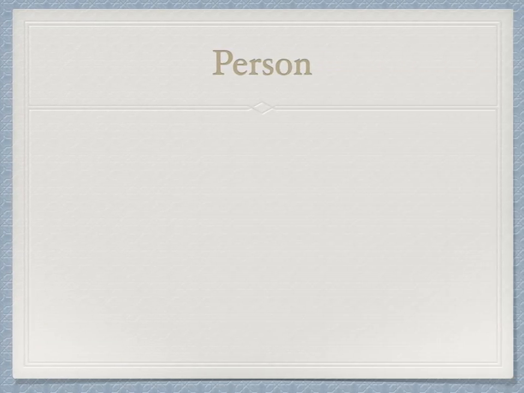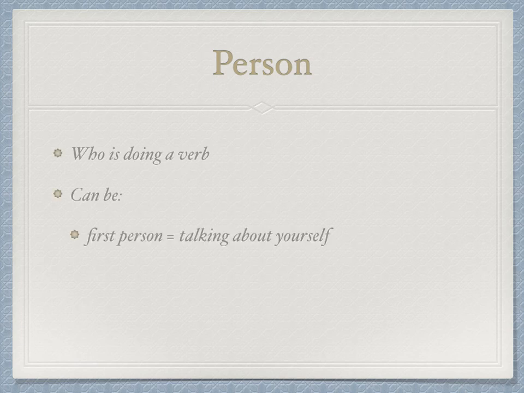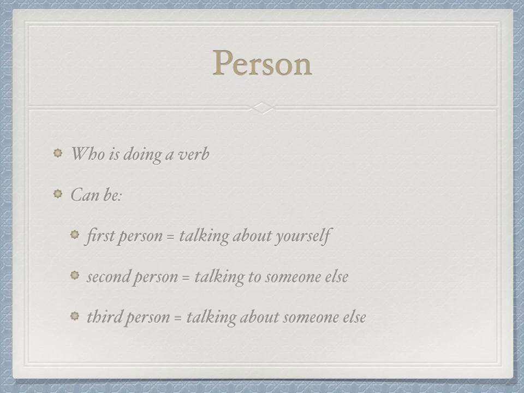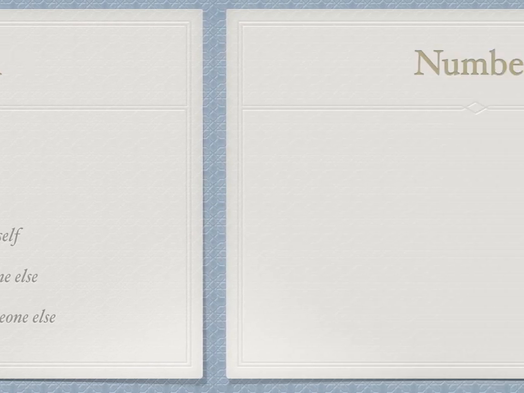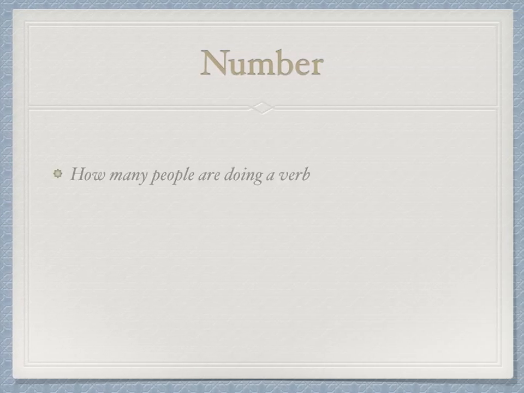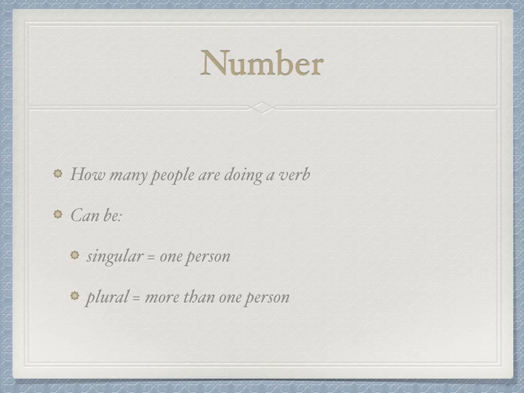You should remember by now that person refers to who is doing a verb, and it can be one of three things. It can be either first person, which we use to talk about ourselves, second person to talk to someone else, or third person to talk about someone else. Number is probably the most straightforward. It simply means how many people are doing a verb. So this is either singular, meaning one, or plural, meaning more than one.